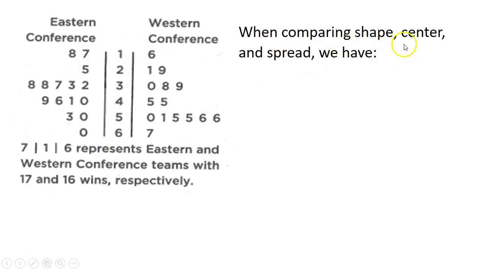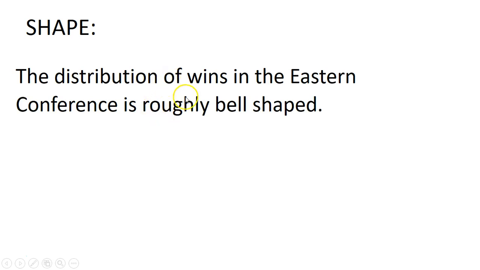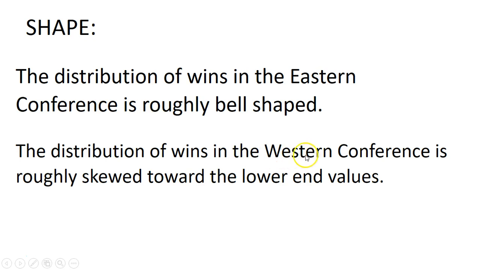When comparing the shape, the center, and the spread, this one looks reasonably uniform. The Eastern Conference seems kind of bell-shaped. This one seems a little bit more skewed. The distribution of wins in the Eastern Conference, again, was roughly bell-shaped. The distribution of wins in the Western Conference is roughly skewed towards the lower end a little bit.